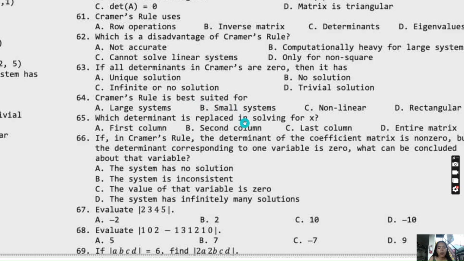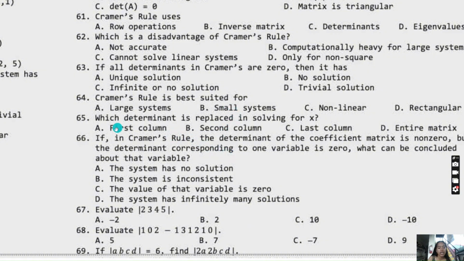So in number 64, Cramer's rule is best suited for... The answer is letter B, small systems, because unlike Gauss-Jordan, which can handle larger systems, Cramer's rule is suited for just small systems, like two variables, three variables, like that. So in number 65, which determinant is replaced in solving for x?